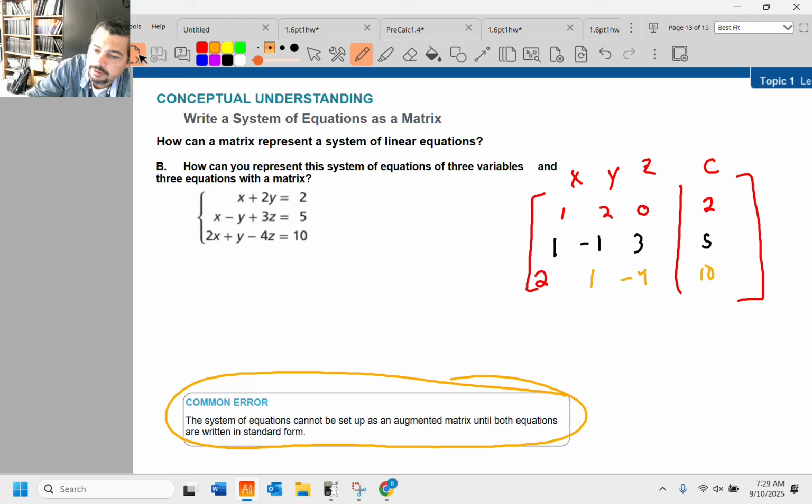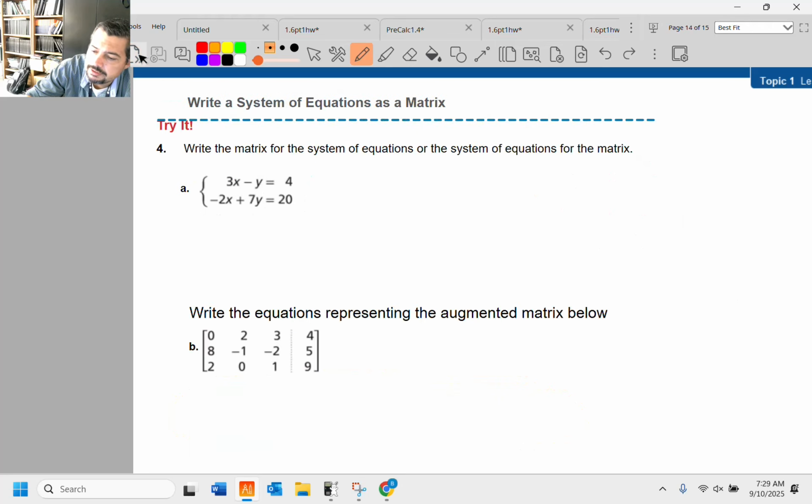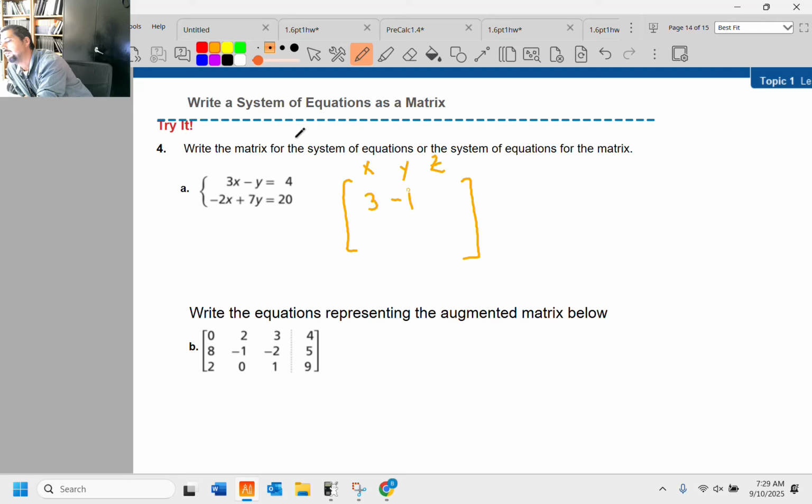Moving forward, almost done. These are the triads. Write the matrix for the system of equations or the system of equations for the matrix. So this guy only has x, y, and a constant, and it's only got 2 rows. It's got 3 columns, and it has 2 rows because there's 2 equations. 3 x's, negative 1 y, bar for equality, 4. Negative 2 x's, 7 on the y, 20.